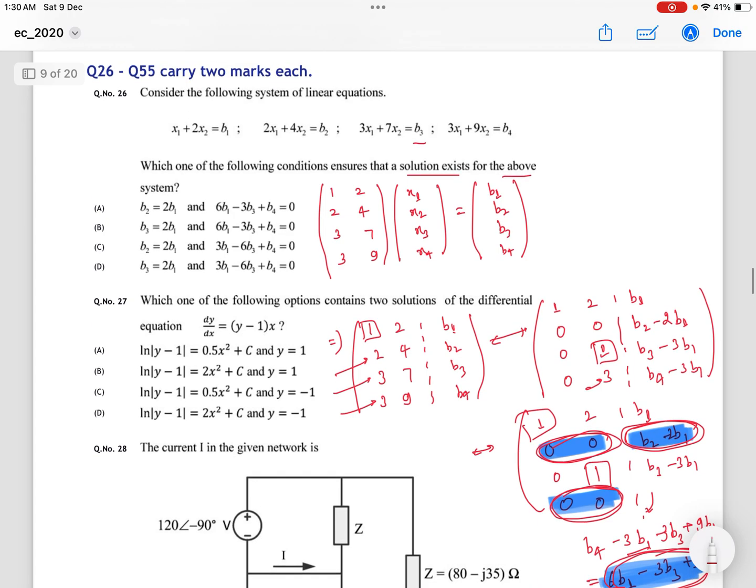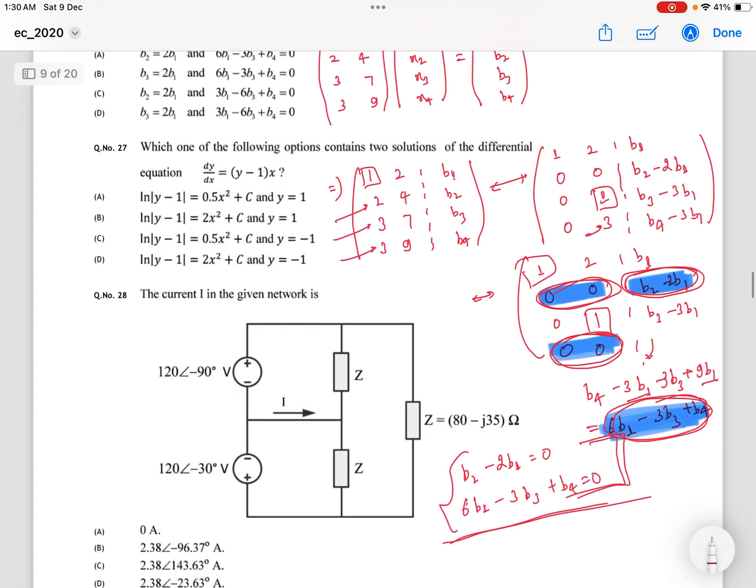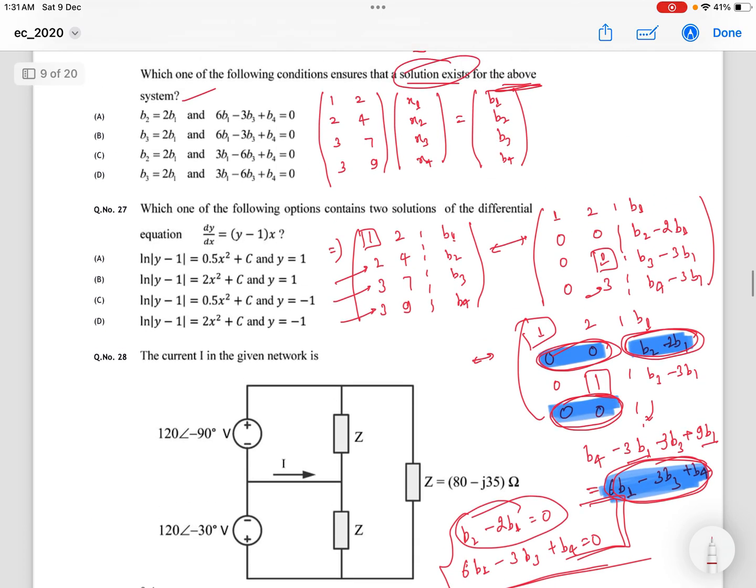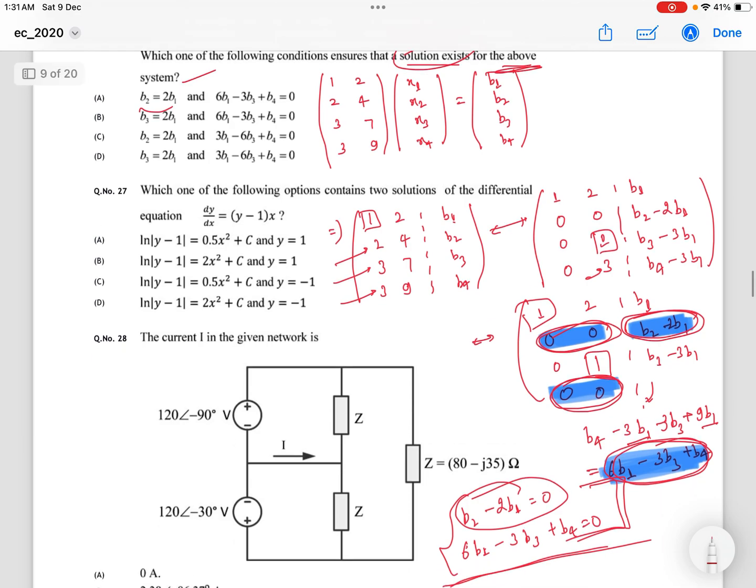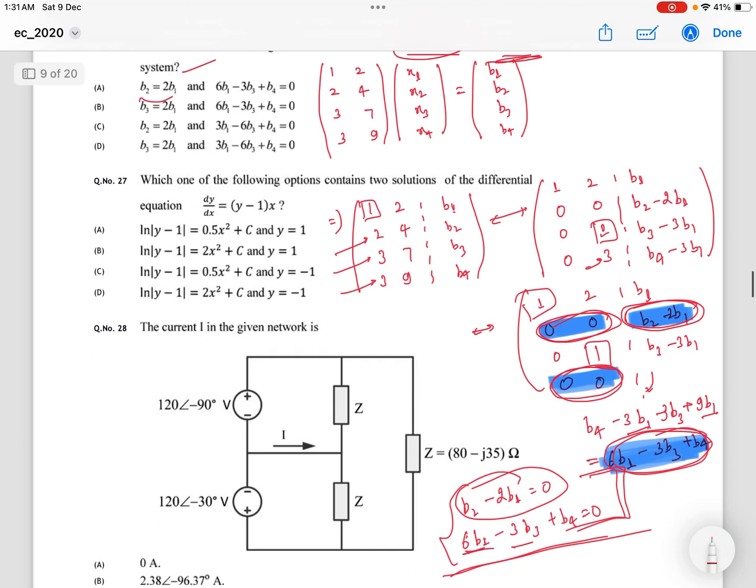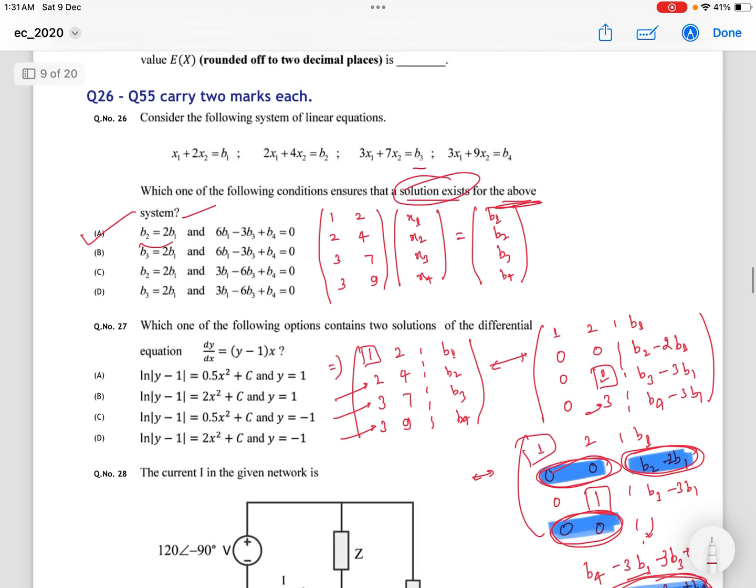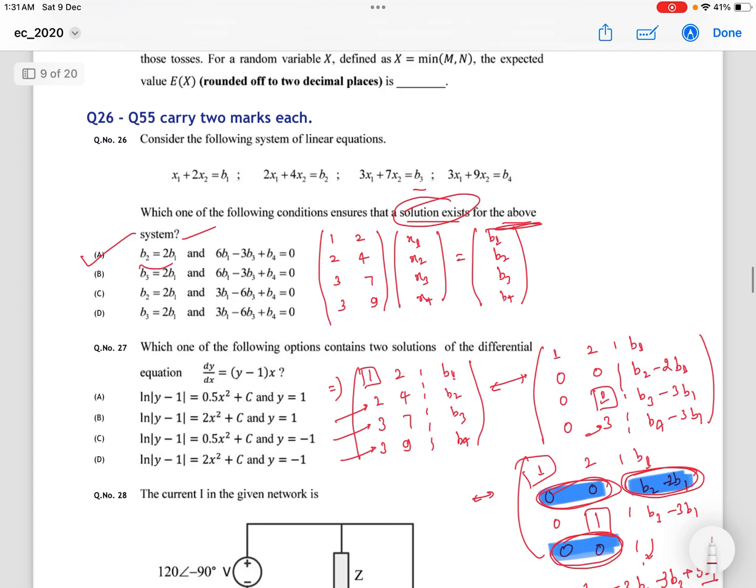So a solution exists for the above system when b2 is equal to 2b1, and 6b1 minus 3b3 plus b4 equals 0. So option A is the correct one. Okay, so that was easy.